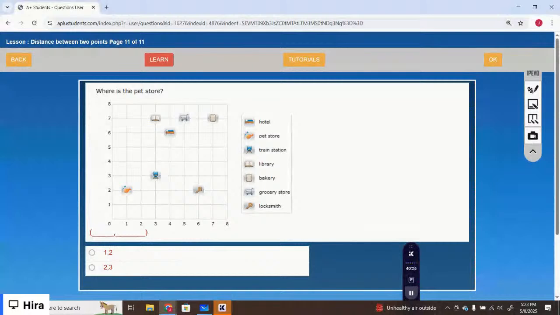Where is the pet store? The pet store is at (1, 2). Option number 1 is the correct option.